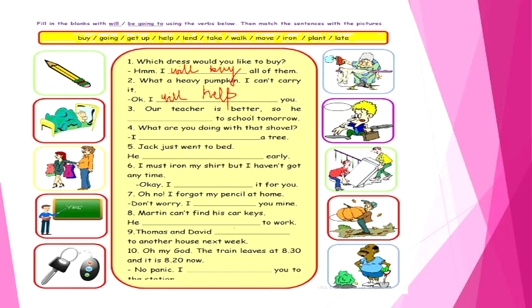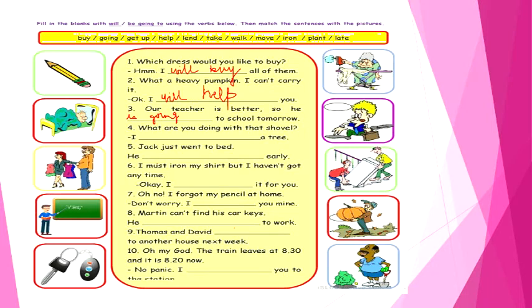Our teacher is better, so he too. Now we have already two. That means it should be he going to form. Okay. So he is going to. Yes. He is going to school. So we have third choice, which is over now.